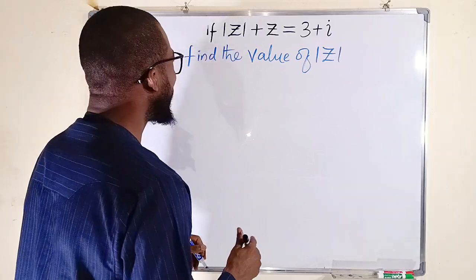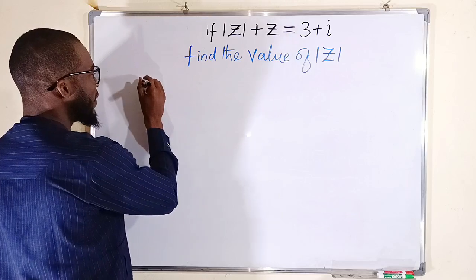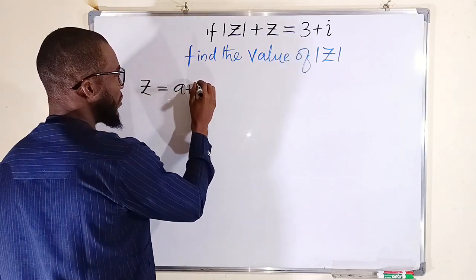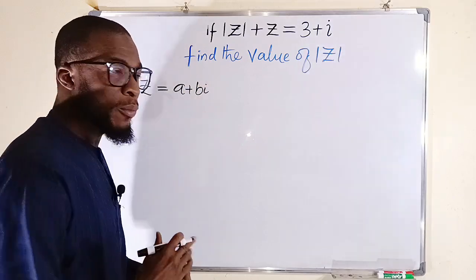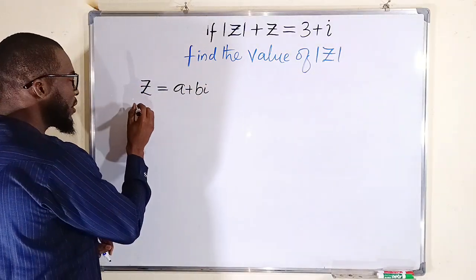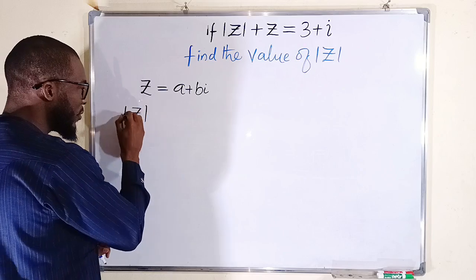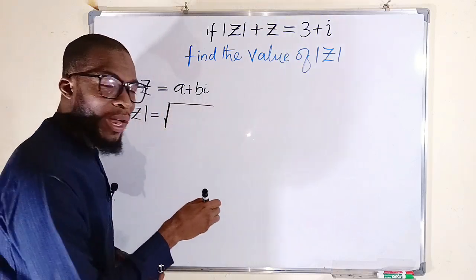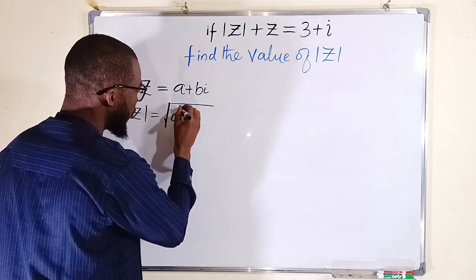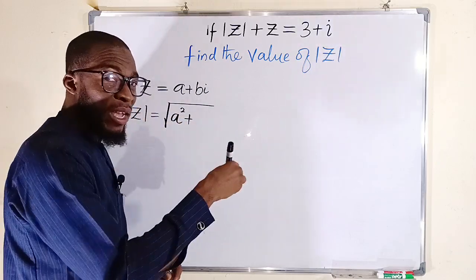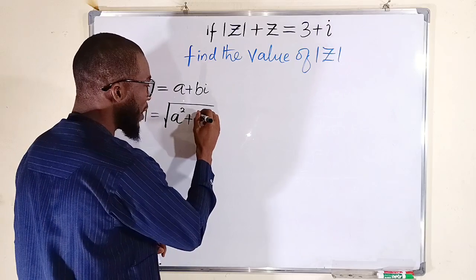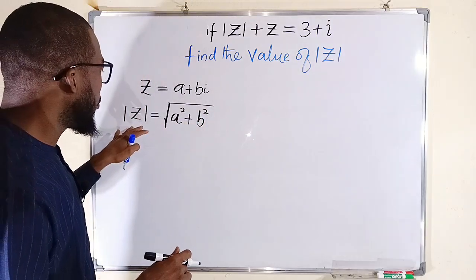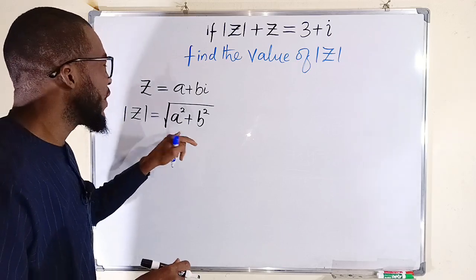Let's start with something general. Remember that z is given as a plus bi. This is the general form. But if you are looking for the modulus of z, it is equal to what? The square root of the real part squared, and the real part is a, so we have a squared, plus the imaginary part, which is just the coefficient of i, we have b squared. So this is the modulus of z, which is a real number.